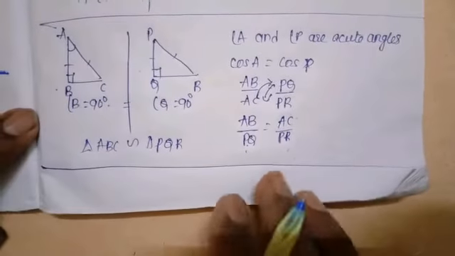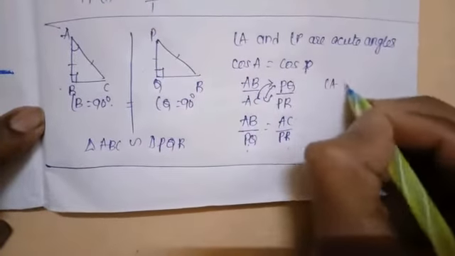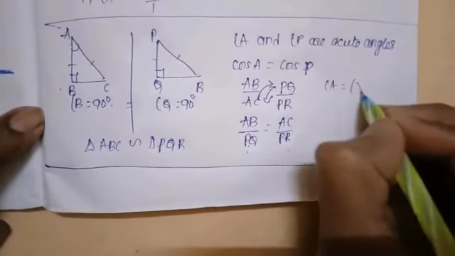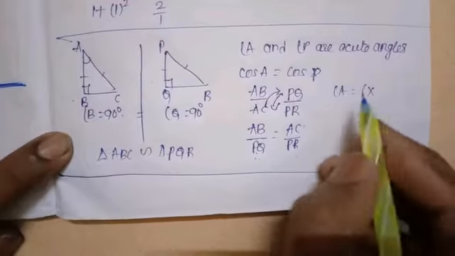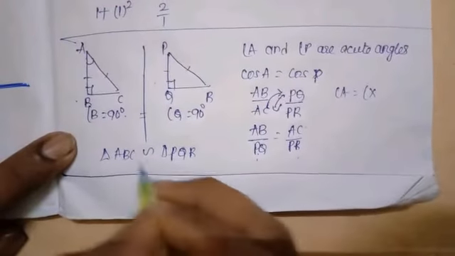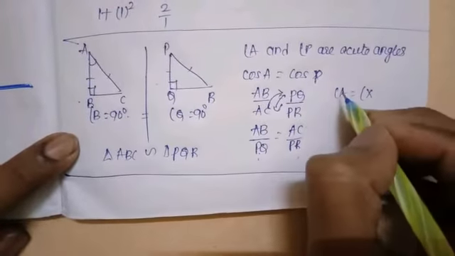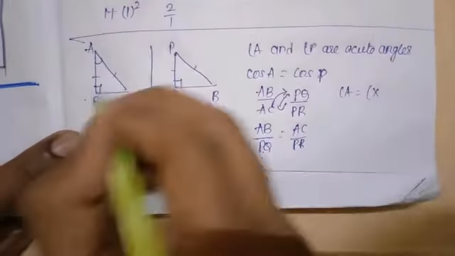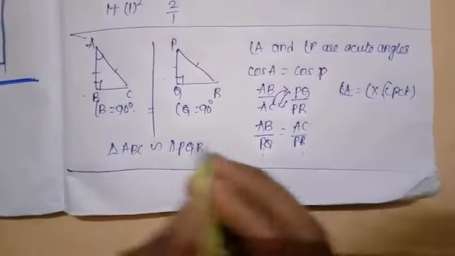They asked us to prove that angle A is equal to angle P. In similar triangles, if two sides are in proportion and one angle is equal, then they will be similar. When they are similar, all corresponding sides and all angles will be equal. So angle A equal to angle P. It is CPCT, corresponding parts of congruent triangles. Okay.